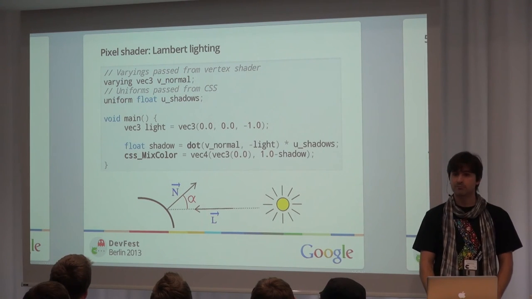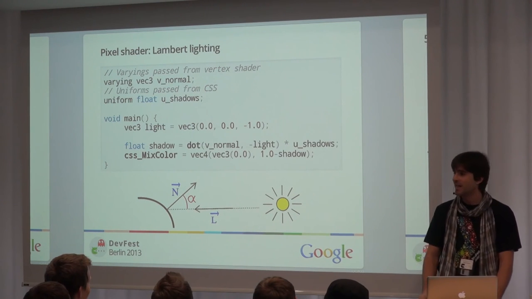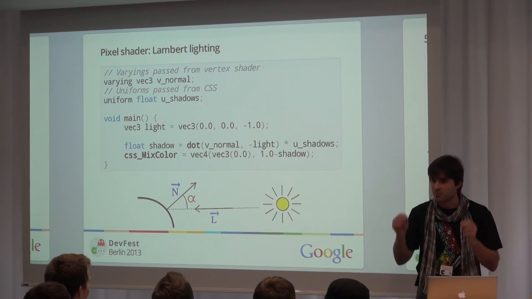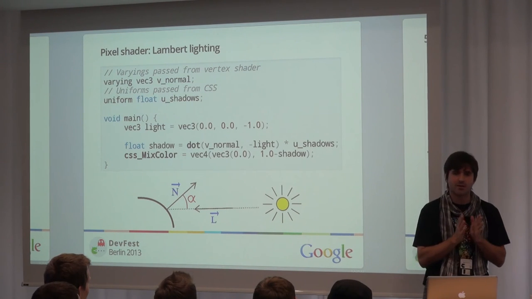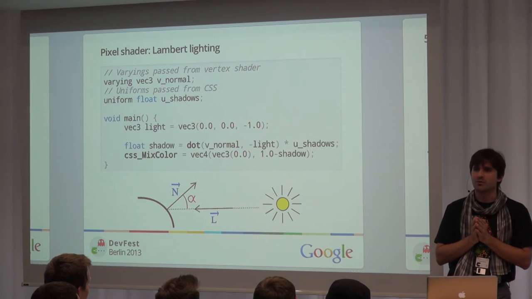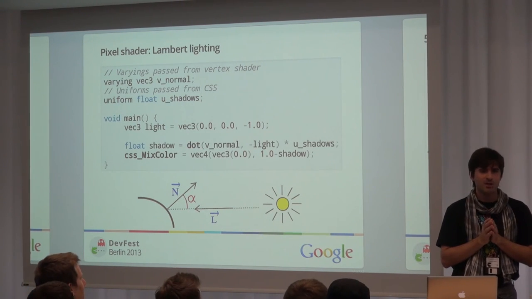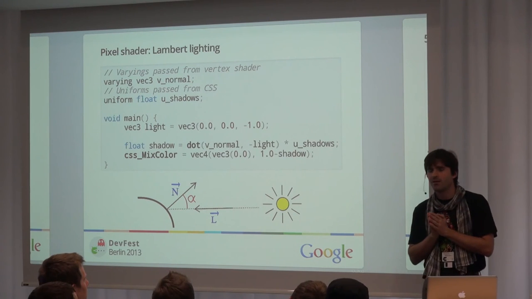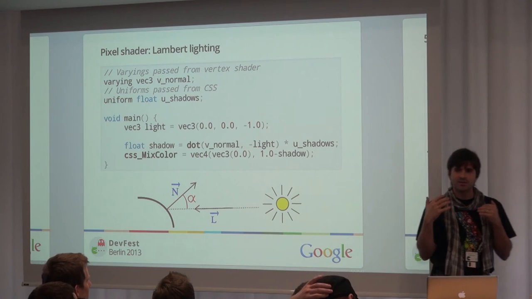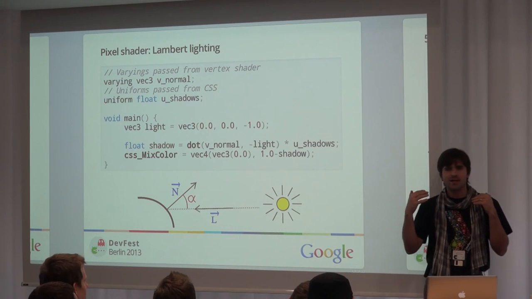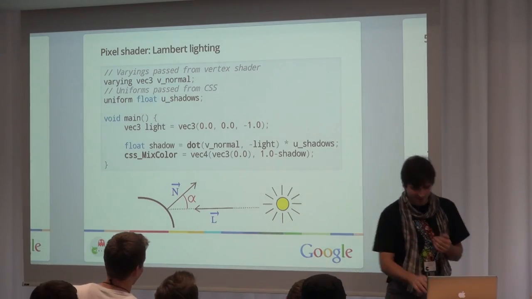Okay, and that's it, we're done. There is nothing more to CSS shaders, and you should be surprised at this point. Has anyone experimented with OpenGL shaders before? Okay, a couple of people. You remember the amount of glue code you have to write to actually declare a shader, have it compile, associate it to the right surface, and so on and so on and so on?